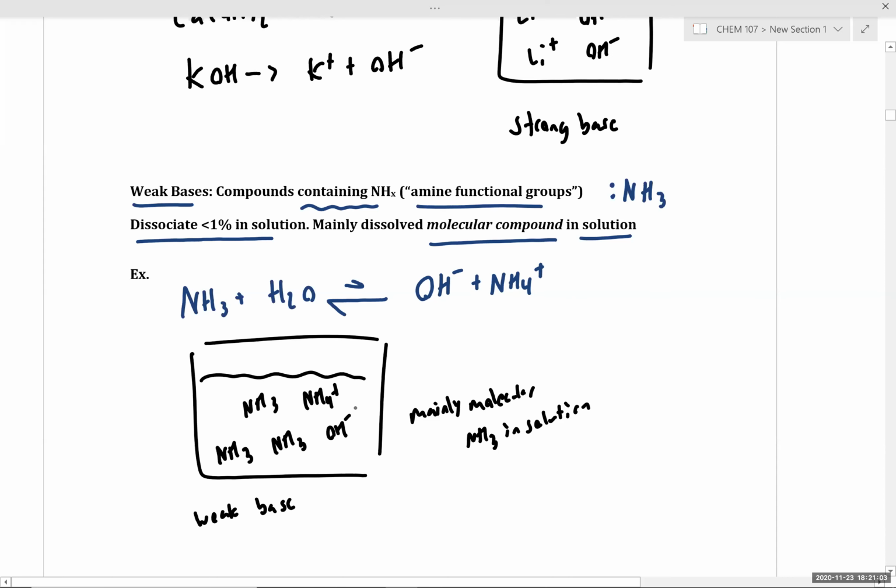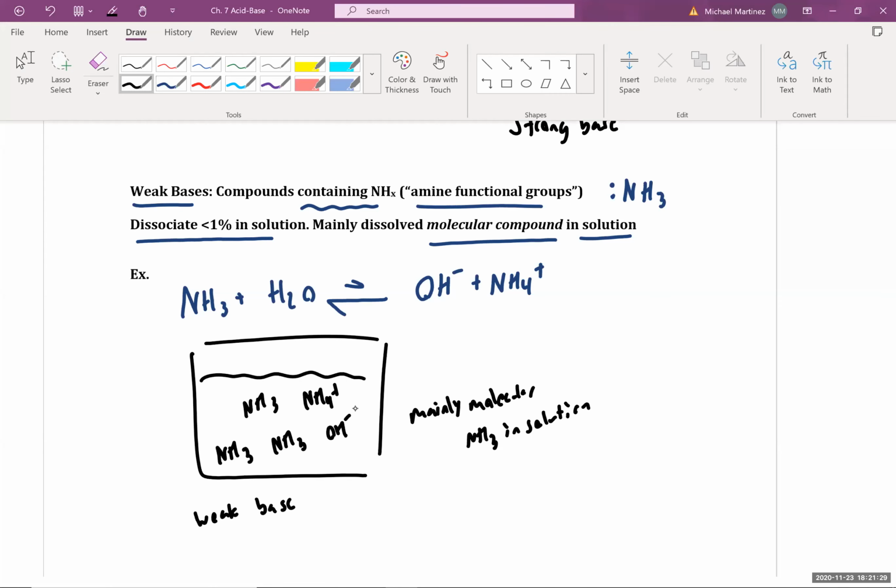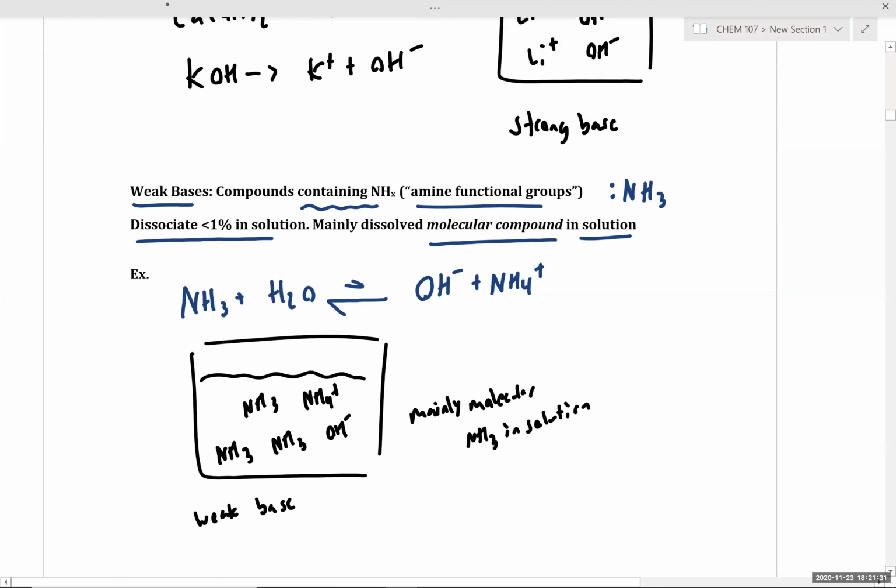So the main difference between a strong base and a weak base is the degree of dissociation and degree of reaction. Weak bases ionize and dissociate a very small amount in solution. As a result, we don't have a lot of hydroxide floating around in solution when we have a weak base. Does that idea make sense to everyone? Do these pictures make sense?